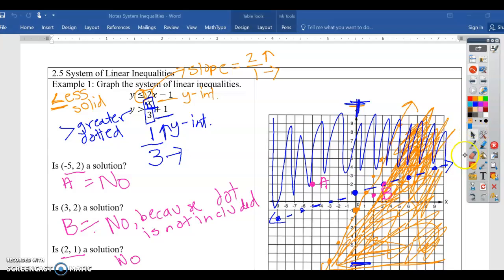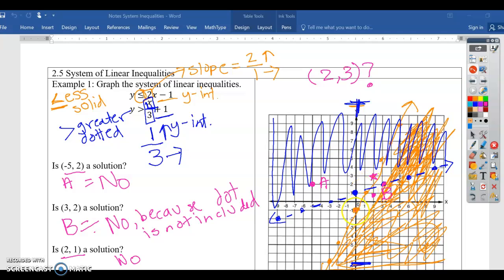Okay, and then the last point we're going to look at is at the bottom, down here. I scrolled up too much. So (2, 3). Is that a solution?